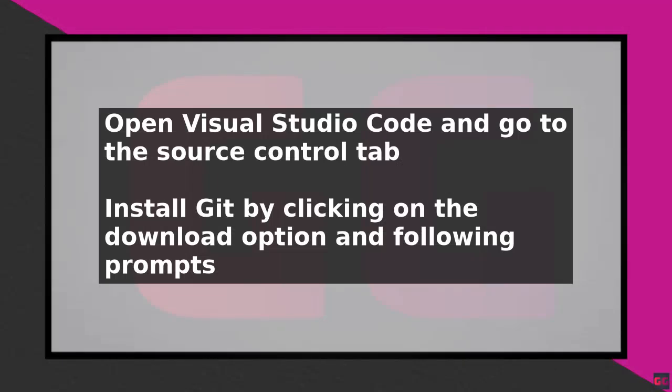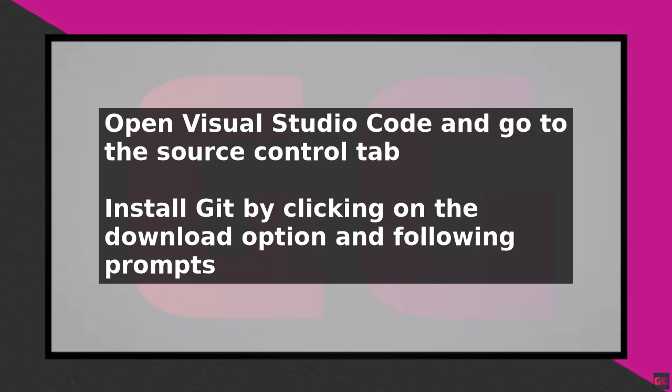To clone a repository from GitHub using Visual Studio Code, start by opening the program on your computer. Once open, go to the Source Control tab, usually the third tab on the left, where it will prompt you to install Git. Click on the option to download Git for Windows. Then press Open when asked if you want to open the external website.